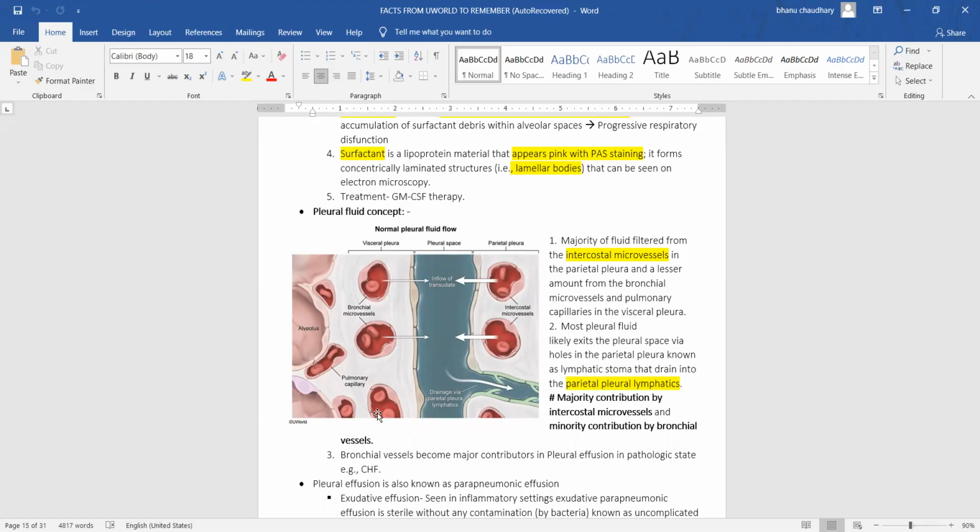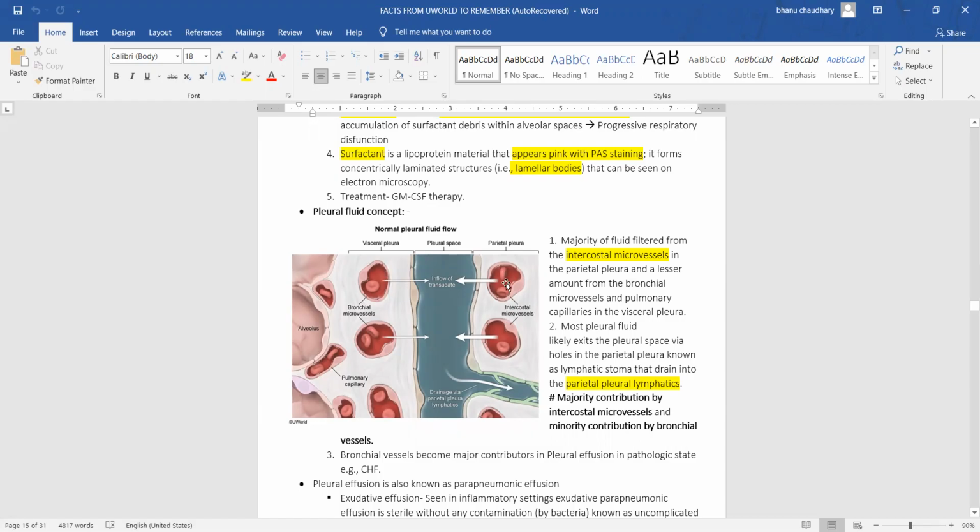So three things. One is the intercostal vessels, second is the bronchial vessels, and third is the pulmonary vessels themselves. See, the majority is contributed by the intercostal vessels, while the minority is contributed by the bronchial vessels and the pleural vessels. When this fluid is filtered from them, it will be taken up by the lymphatics.